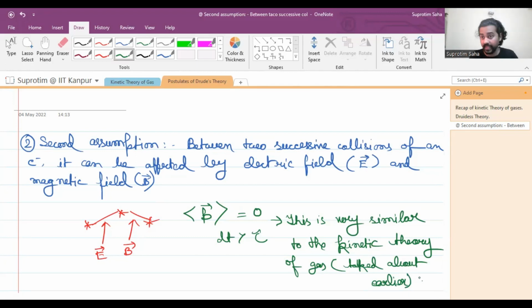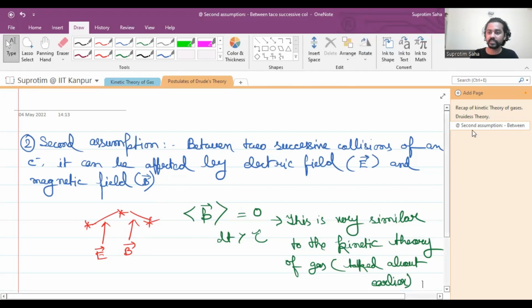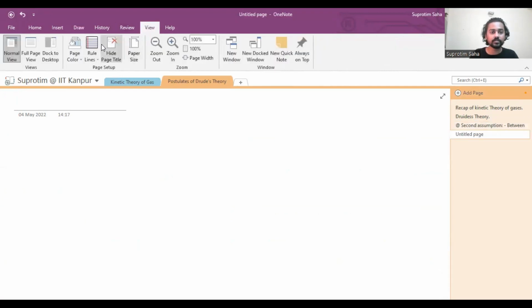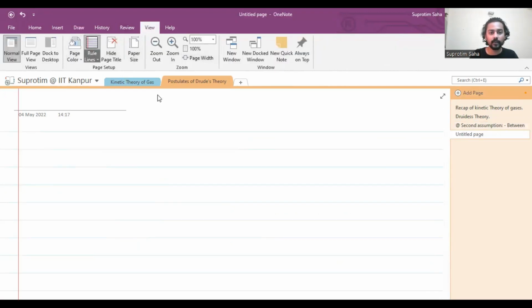So in spite of the electrons moving about randomly in between two successive collisions, what I said is that electric field and magnetic field can affect them. All right. So although the motion is random, electric field and magnetic field will have a role to play in determining their positions, or where the electrons will appear. The electric field and the magnetic field will be able to determine the trajectory. Okay.